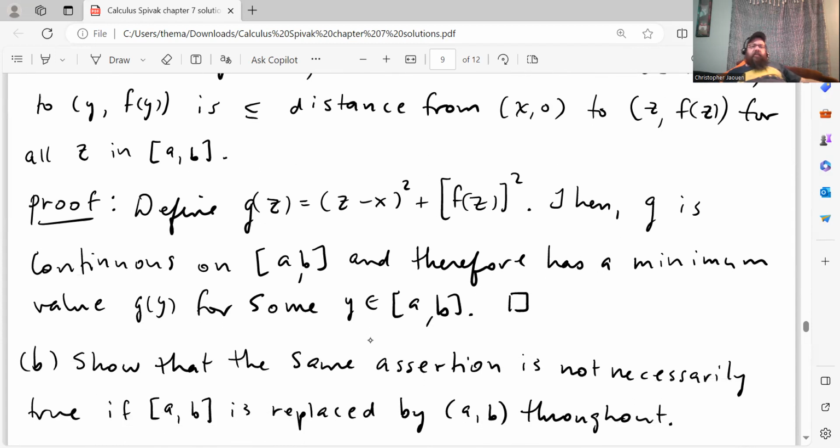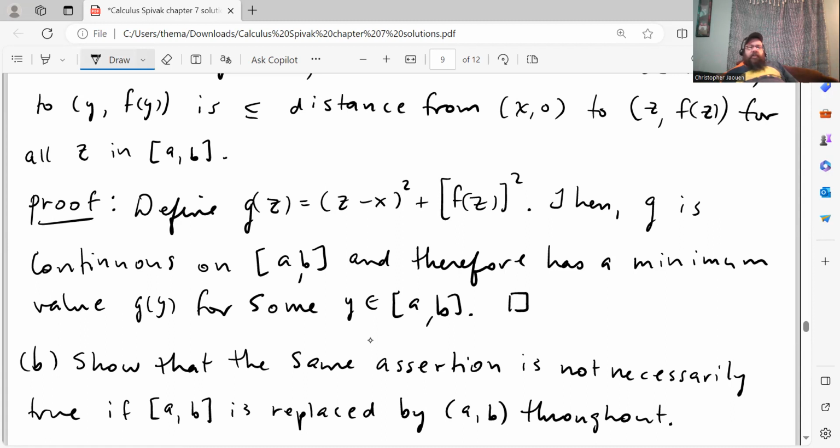Here I define this new function. It's not exactly the distance. If you just take the square root of this, you get the distance. I just didn't feel like writing the square root over and over again, so I just used the square of it as my function g. But they have the same properties. When the square root of g of z is optimized, so is g of z. But anyway, here define g of z equal z minus x squared plus f of z squared.